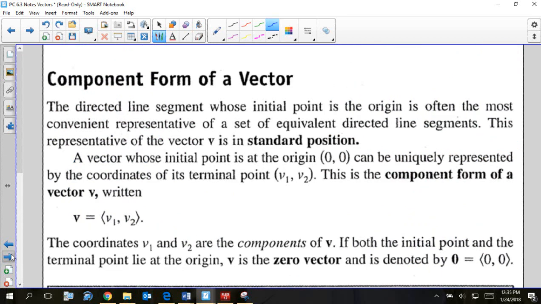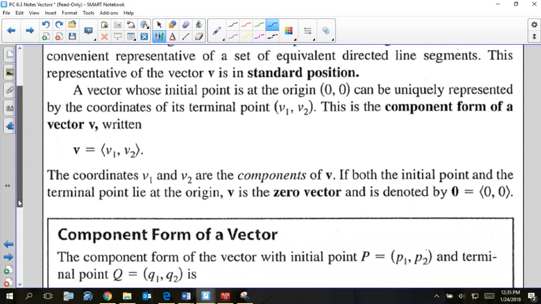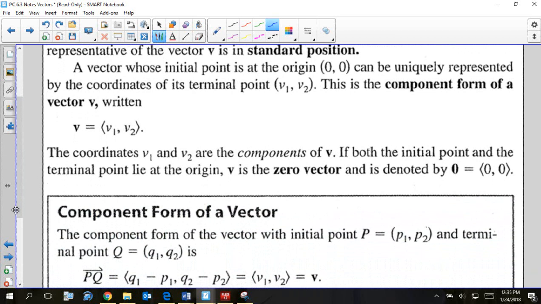All right, on the next page, it talks more about vectors, and if we have a vector that has the initial point at 0, 0, it can be uniquely represented by the coordinates of its terminal point, v1, v2. That's not even that important. The component form is what's important here. Component form of a vector is going to look like this. The vector bold v equals v1 comma v2.